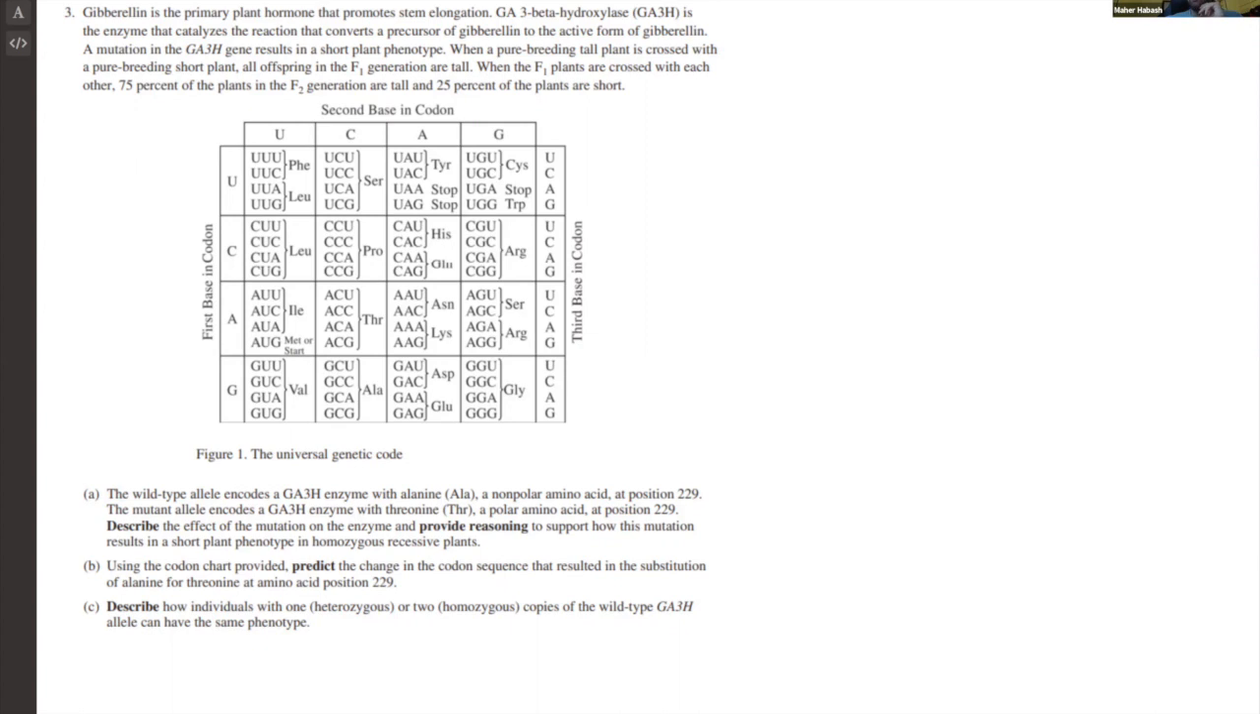And if you look above, there was a great answer. It's because gibberellin is a primary plant hormone that promotes stem elongation. So kind of rephrase their beginning. If that promotes stem elongation, we want more of that. And if you don't have more of that, you're going to be short. So a little bit more clear there. That was a good one, Annalise.